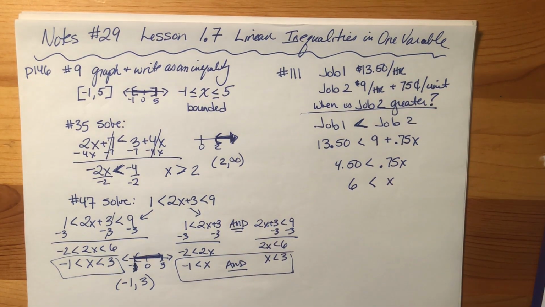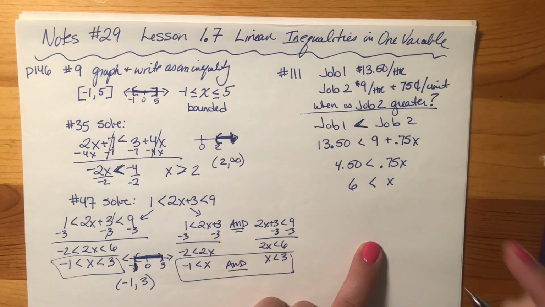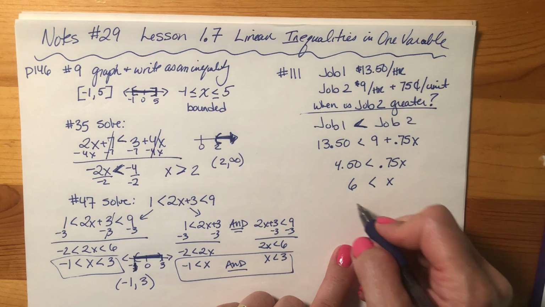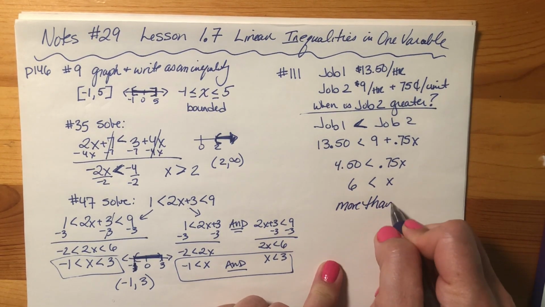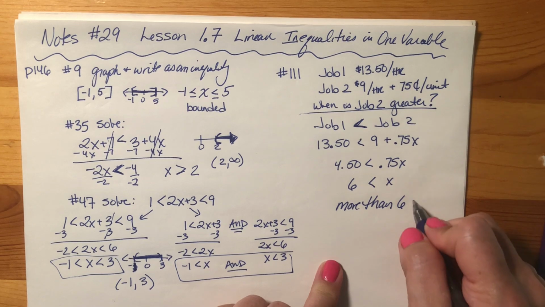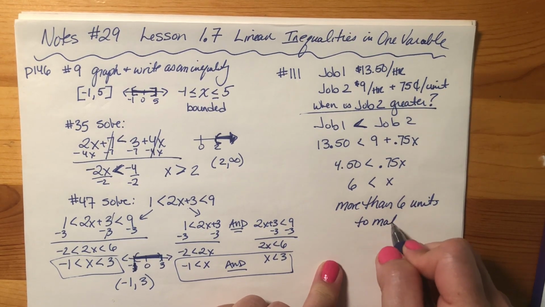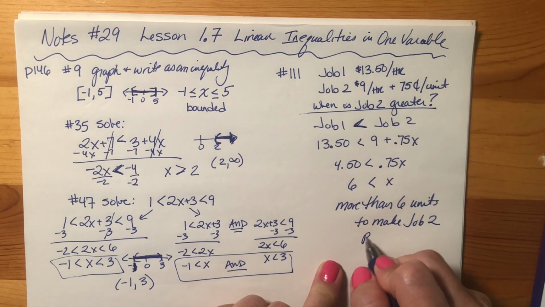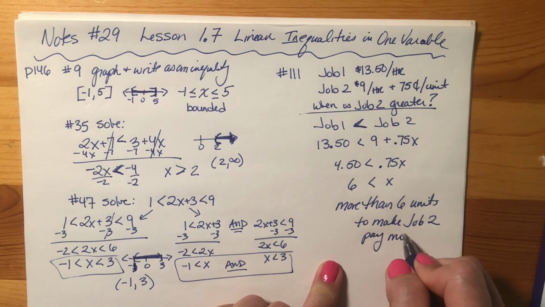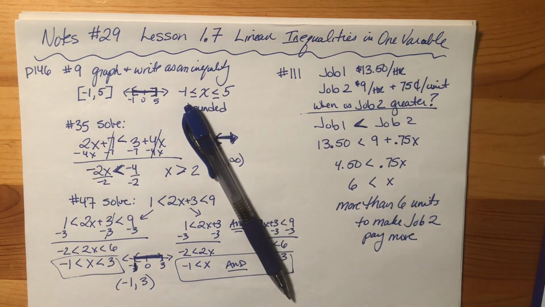All right, so I guess we're thinking about how many are we producing, right? How many of these items, whatever you're talking about, were those units? So I would have to say produce more than 6 units to make job 2 pay more. Okay. So it's like you're getting a commission for how much you're going to make.